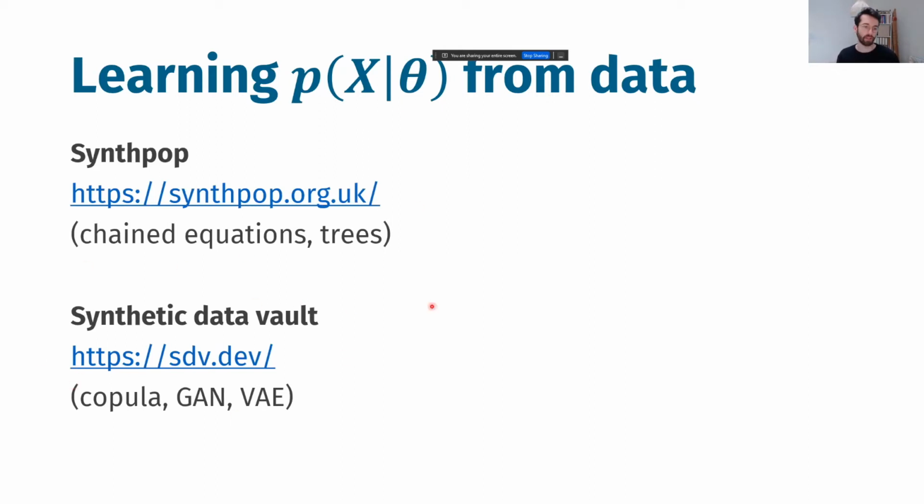And another one is Synthetic Data Vault. It's a little bit more machine learning. Their basic model is a copula model, but they also do generative adversarial networks, neural networks, variational autoencoders, all these cool things that you can do to learn this probability distribution. But it's all probability distribution, no matter what method you choose in the end.